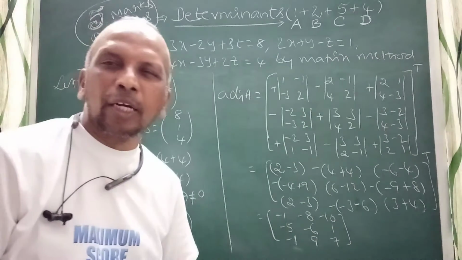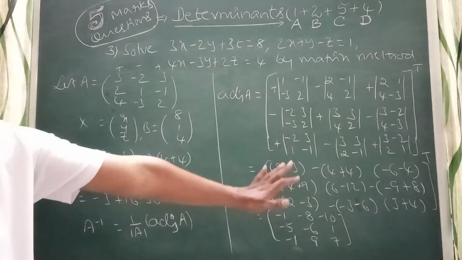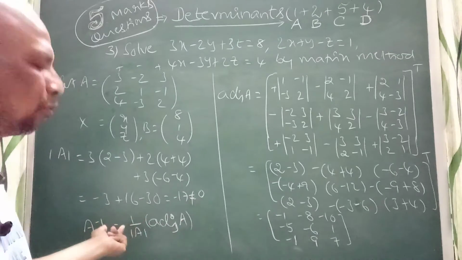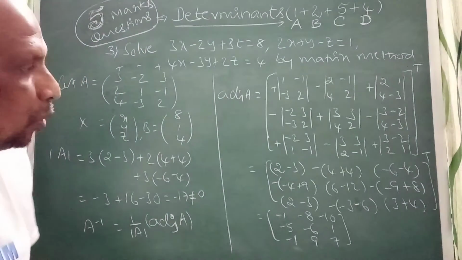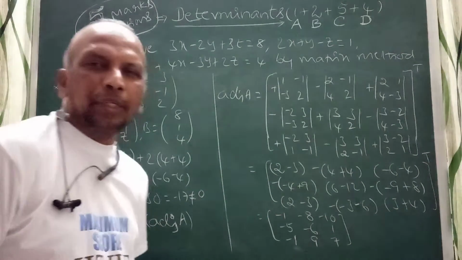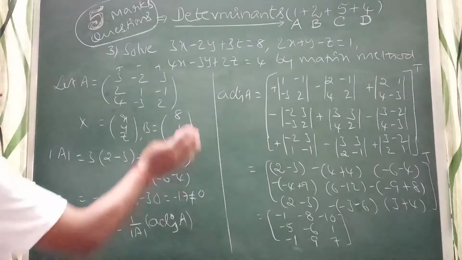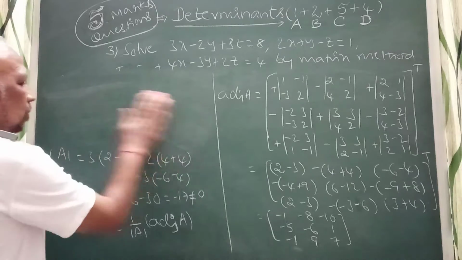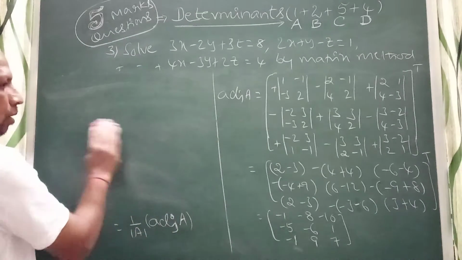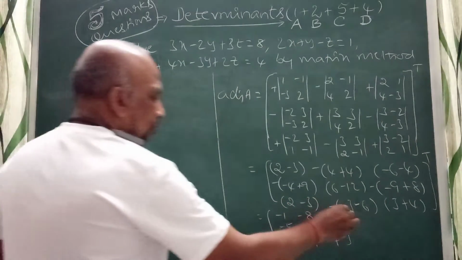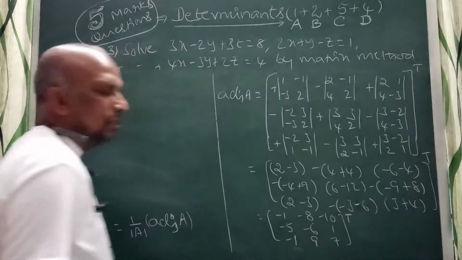This is the adjoint of the matrix. Now, because I want to find A inverse, what will I do? After finding this adjoint, I am going to simplify now. I can write here. So we got the transpose of this. Be careful, the transpose of this.